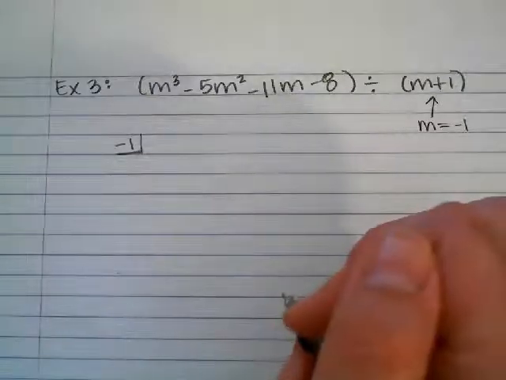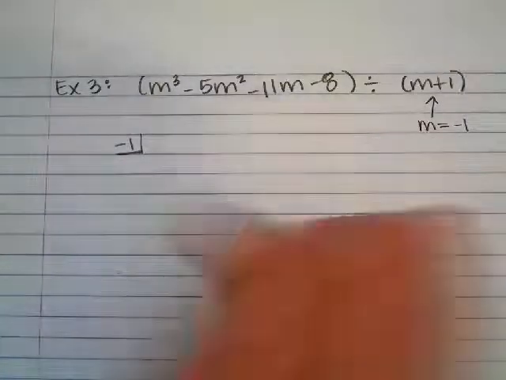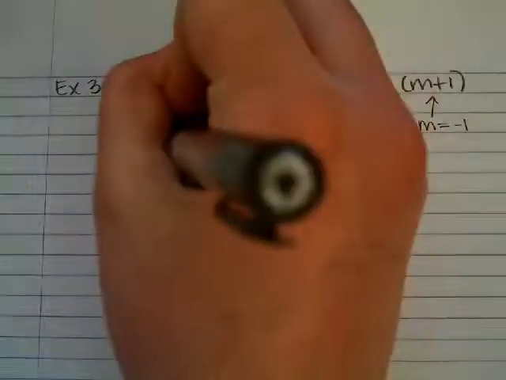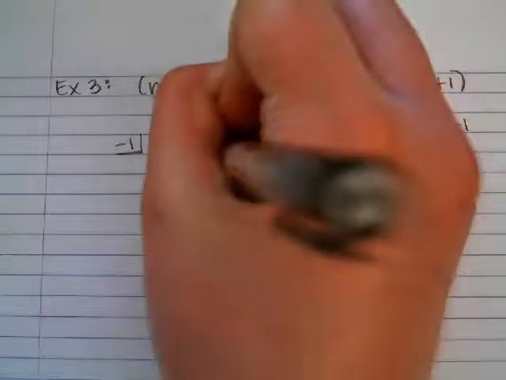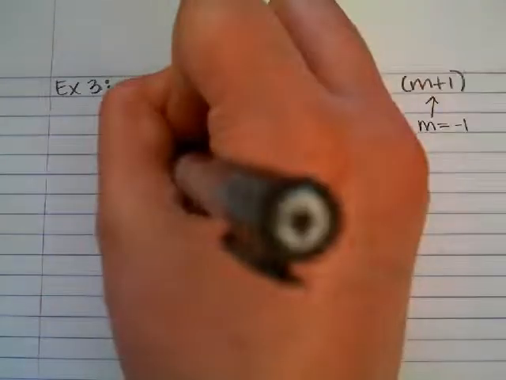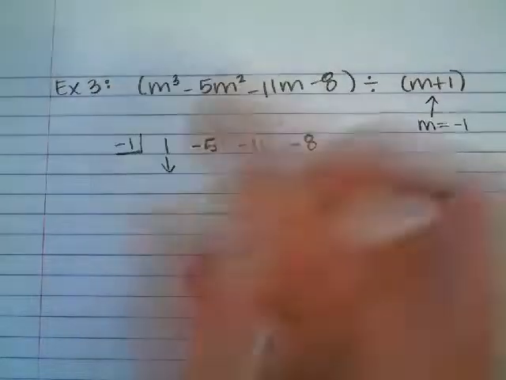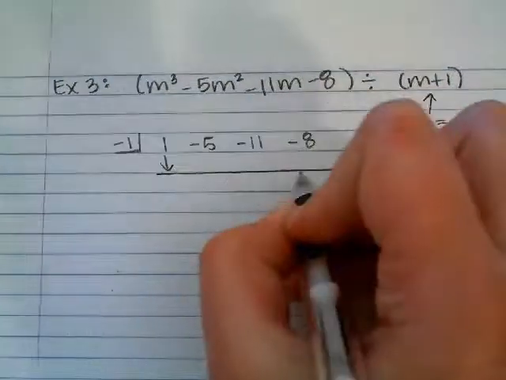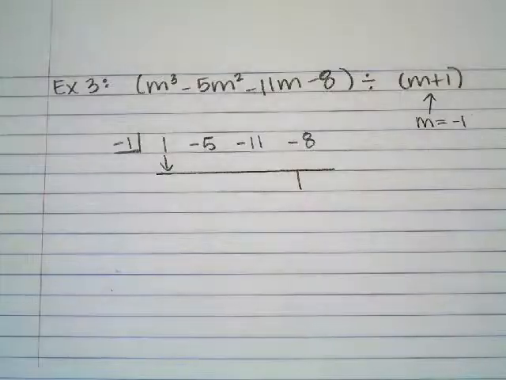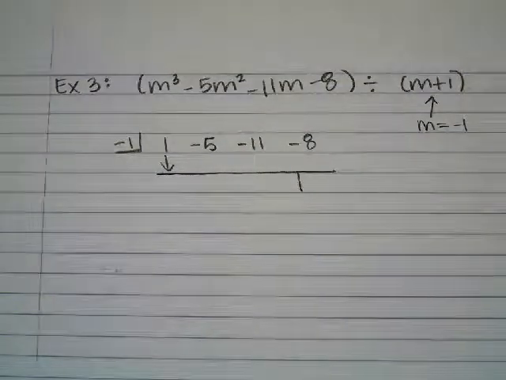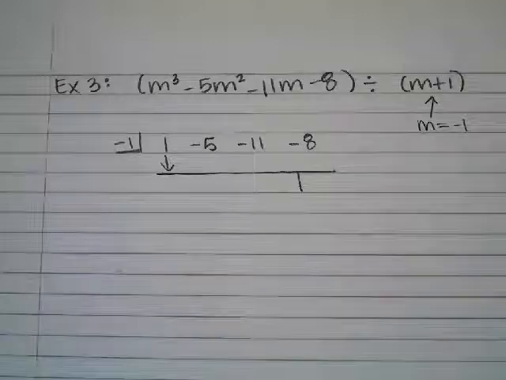But not m cubed. I write 1. I write the coefficient. So I write 1, -5, -11, -8. Okay. So the first thing is that number's going to go down. All right. So let's go ahead and start the problem.